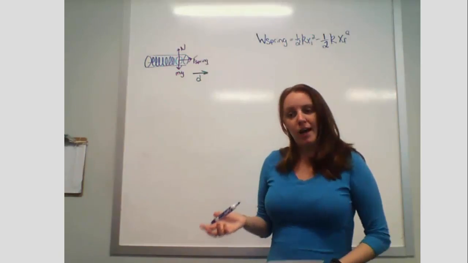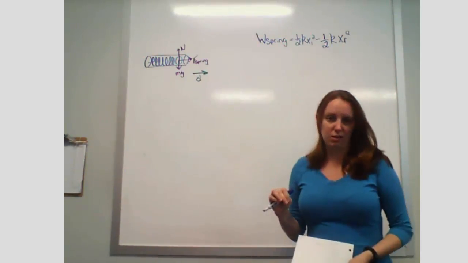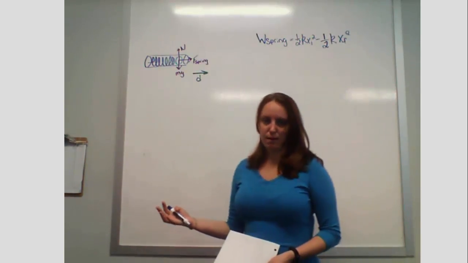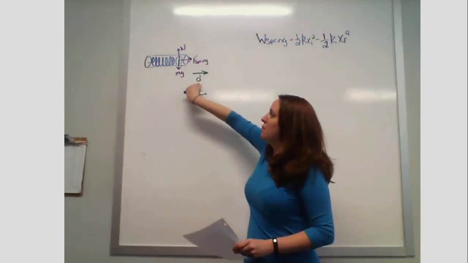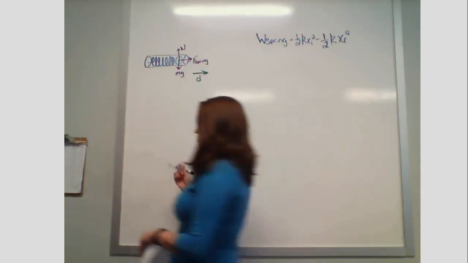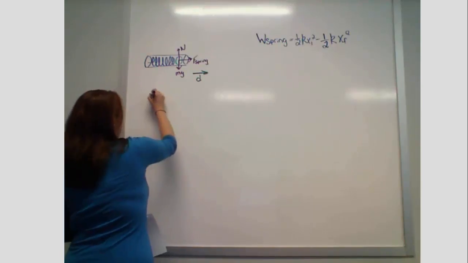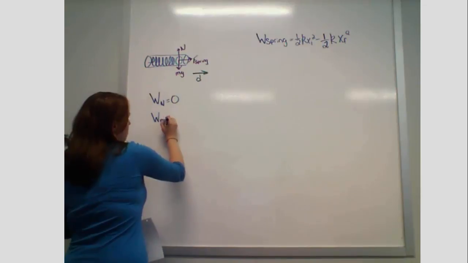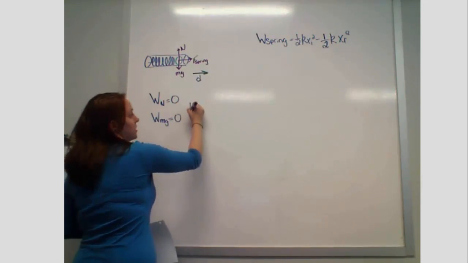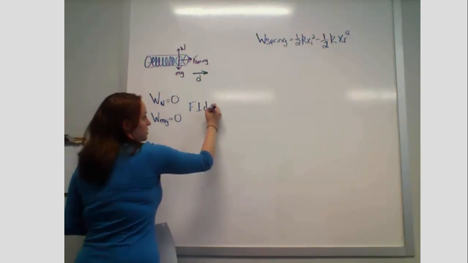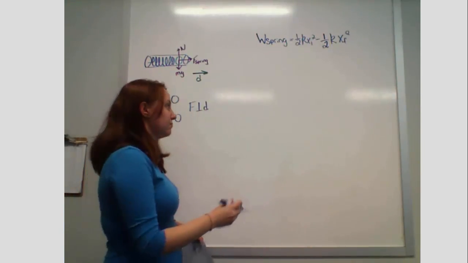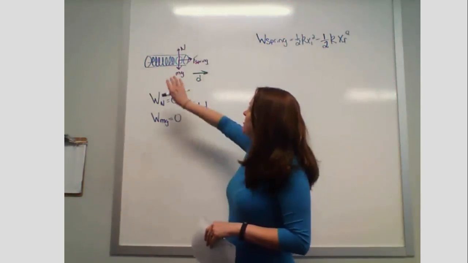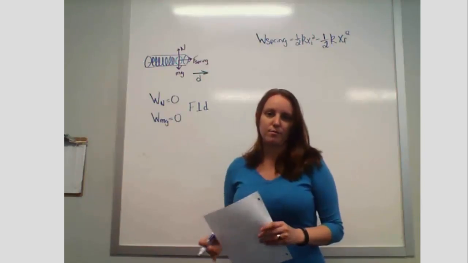When we look at the work done by the different forces on this particular ball, we need to look at how those forces compare to the displacement. Our normal force and our weight are both perpendicular to our displacement, so the work in both of those cases is zero. That is because when the force is perpendicular to the displacement, by definition the work goes to zero. So the only force working on this particular object is our spring.